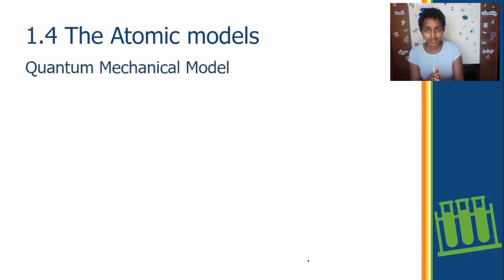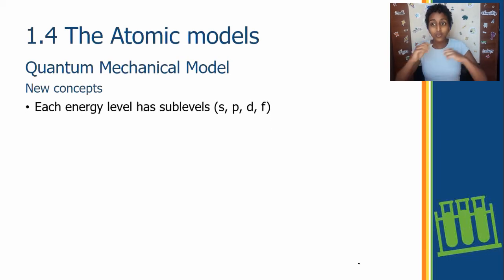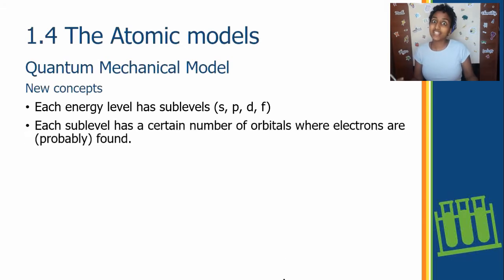Next, we have the quantum mechanical model. What makes the quantum mechanical model an improvement from Bohr's model is that new concepts were discovered, okay? The first concept is the concept of sublevels. So we had the principal quantum numbers, the levels 1, 2, 3, 4, 5, 6, but beyond these levels, there were sublevels, which were designated with SPDF. And it goes further on. Even further than these sublevels, there are orbitals, which are within these sublevels. And these orbitals are where electrons may be found, okay?